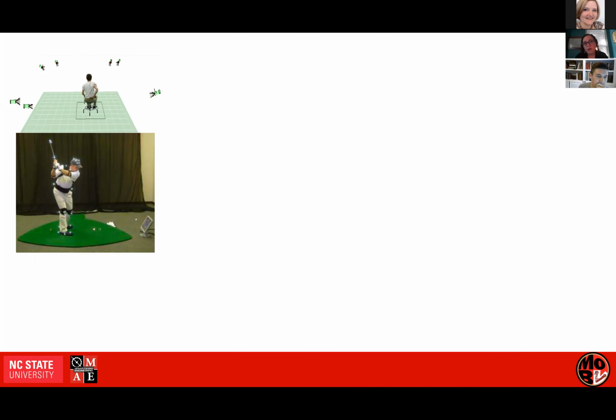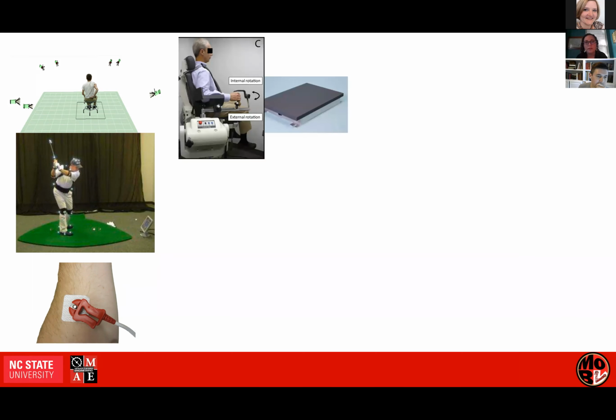So we inform our simulations using experimental measures of real human motion, which we capture using a variety of different tools. We use motion capture to assess the postures and the velocities and accelerations of a limb while a person performs relevant tasks. We use electromyography, which is basically an electrical sensor that detects the electrical activity of a muscle, that tells us something that's proportional to the force produced by that muscle.